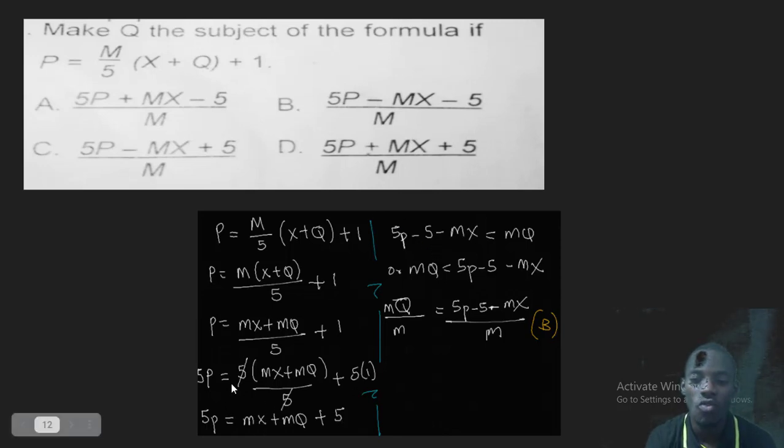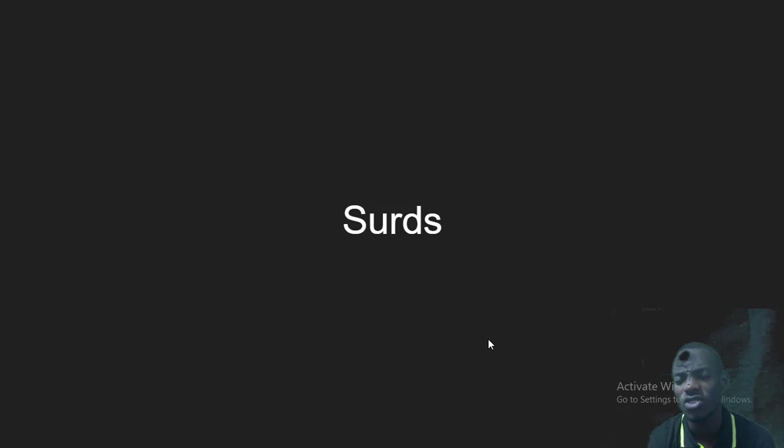Then this mx will go over and become minus mx equals mq. Now that's what I have here. So I can put that as mq equals 5p minus 5 minus mx. Now remove the m so that the q will stand alone. So dividing both sides by m, my answer is 5p minus 5 minus mx over m, and that is the answer to that question. Now let's talk about surds.